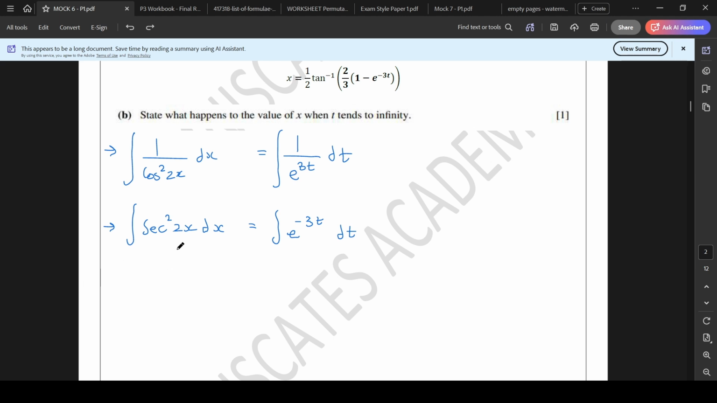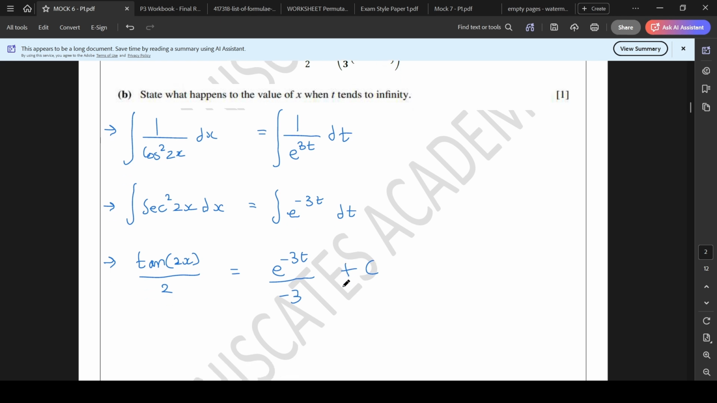So how can I integrate sec square 2x? Of course, the integration of sec square x is tan x. So I can convert this into the tan x format. So it will become tan of 2x. And then of course the reverse chain rule will make the derivative of this term go in the denominator. And on the right hand side, e to the power of minus 3t will remain e to the power of minus 3t. Then with the help of reverse chain rule, the derivative of this will go in the denominator, which is minus 3. And now I can have the integration constant on the right hand side.